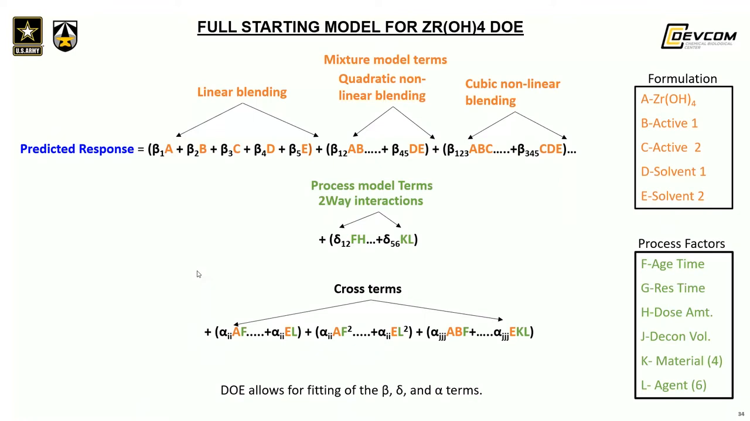Just briefly, this is what the model looks like. In the interest of time, I'll probably skip over this somewhat, but it's a mixture process model. You've got the green terms for process, the orange for the mixtures. There's linear blending, nonlinear blending. We're up to special cubic, and then we've got the cross terms. And I crossed out these three-way cross terms. We're only going to do two-way cross terms. This is a big bulky model, but it's really simple. With the DOE, all we're doing is fitting those leading coefficients. It's not that hard.